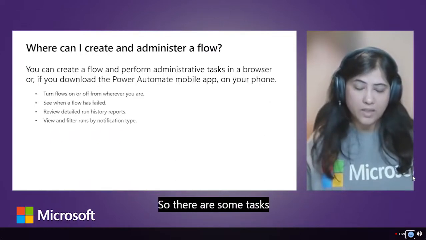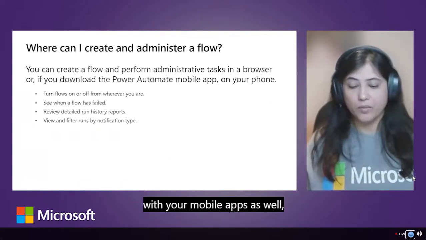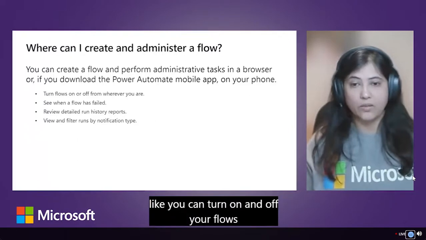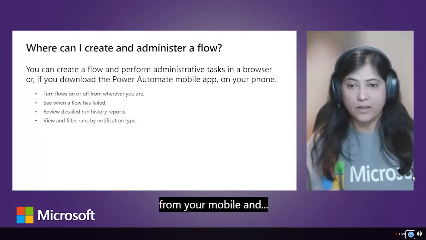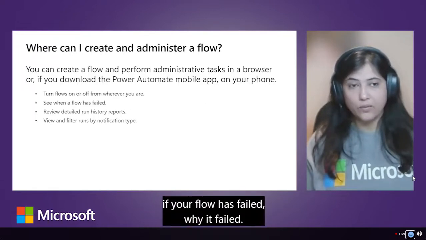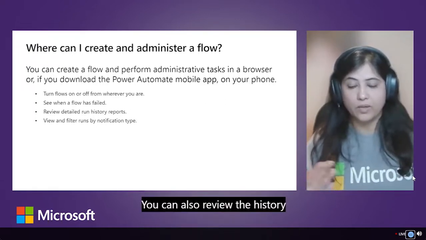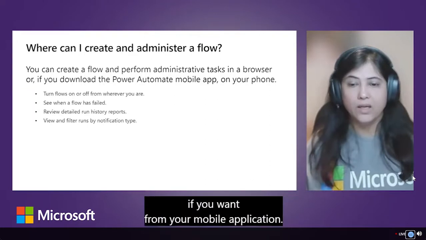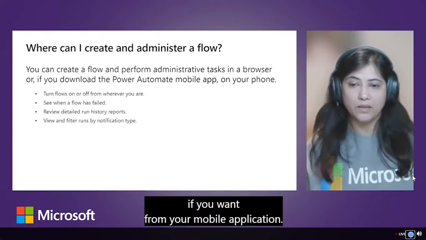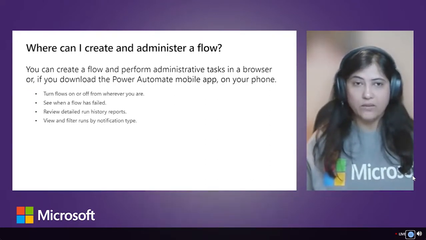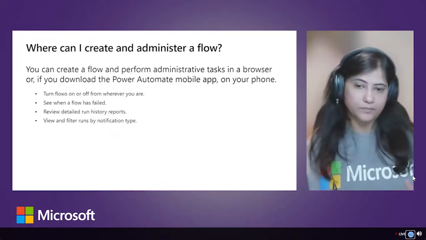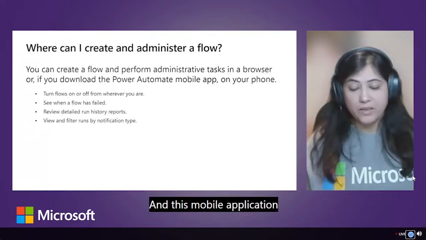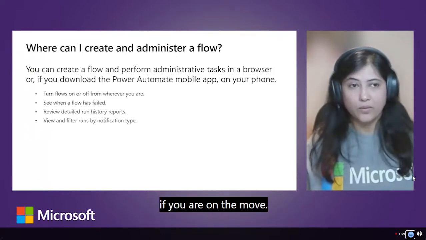So there are some tasks that you can perform with your mobile apps as well, like you can turn on and off your flows from your mobile, and you can check if your flow failed and why it failed. You can also review the history if you want from your mobile application. So you have got your browser where you can do everything, and you also have got this mobile application. And this mobile application is really useful if you're on the move.